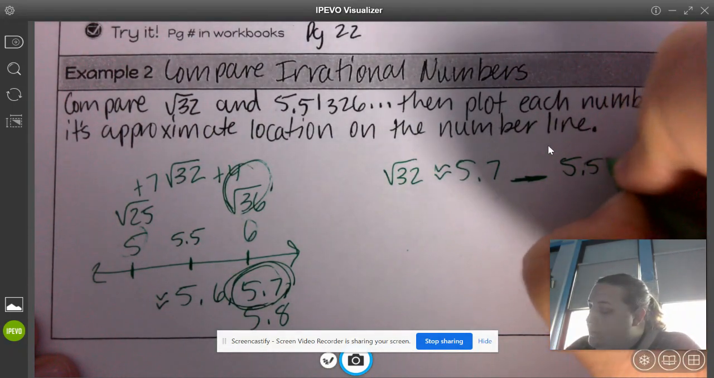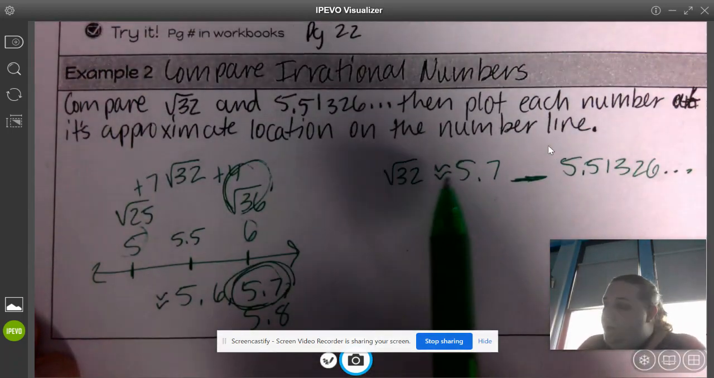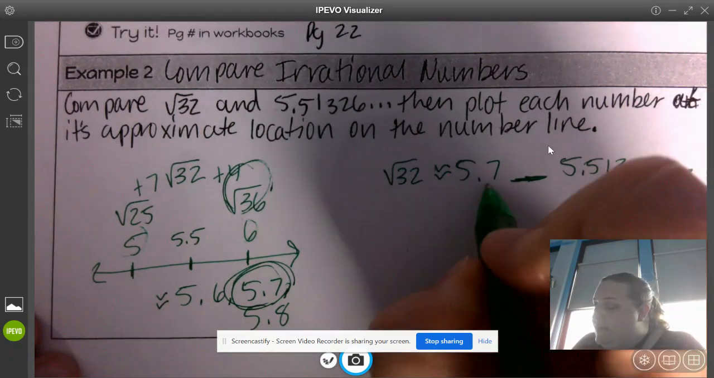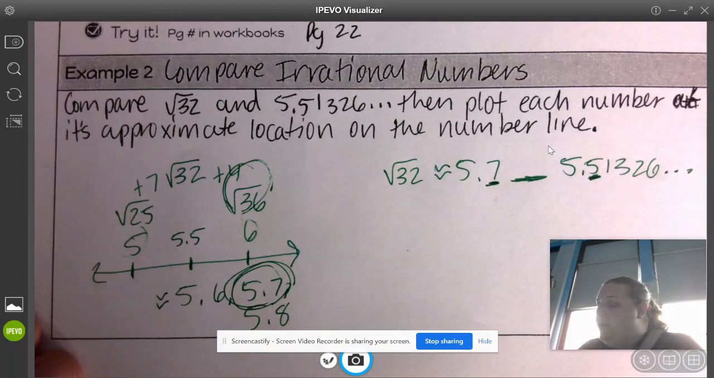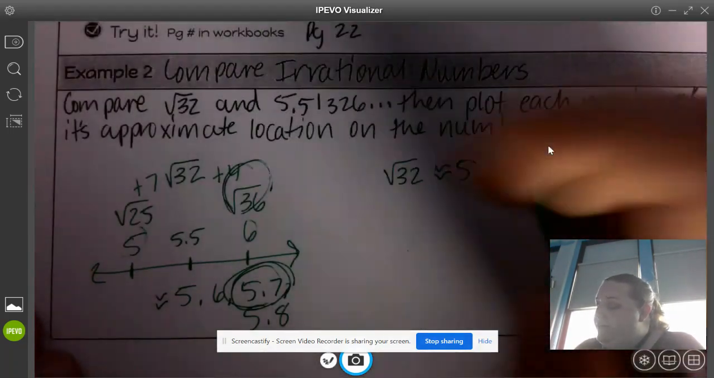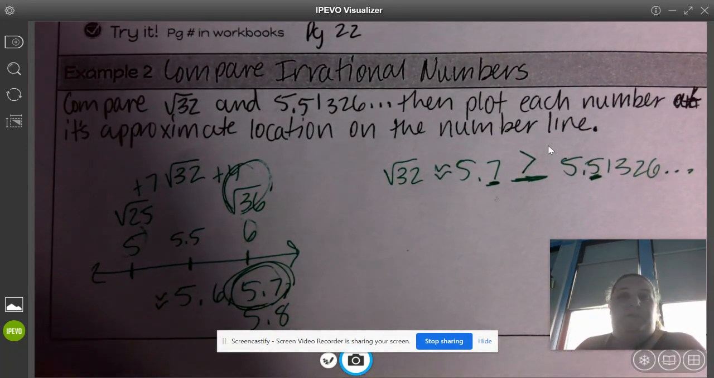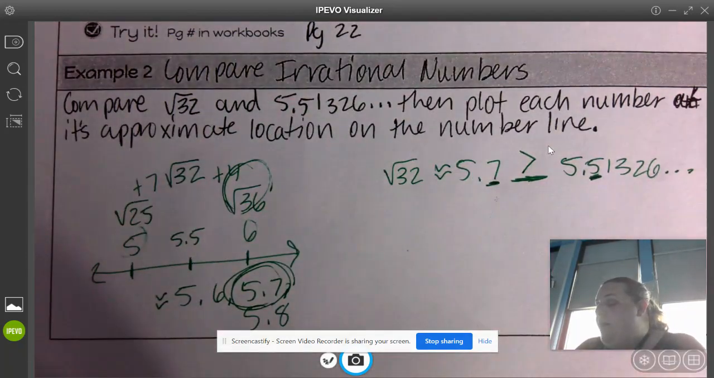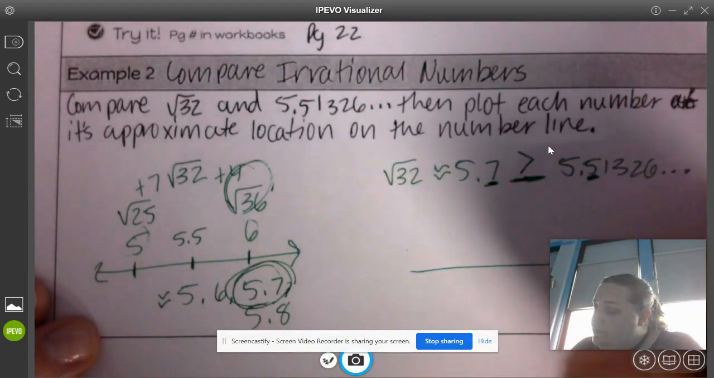When I compare 5.7 to 5.51326, since this ends in the tenths place, that's where we're going to compare first. When I compared 7 and 5, 7 is bigger. Therefore, the square root of 32, which we believe is about 5.7, is greater than 5.51326. And now we're going to draw a number line.